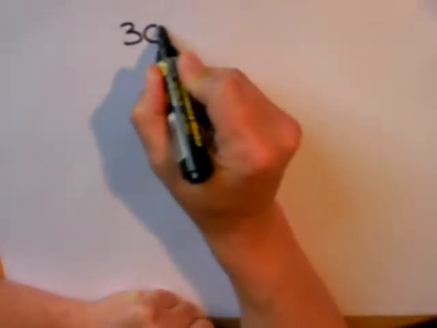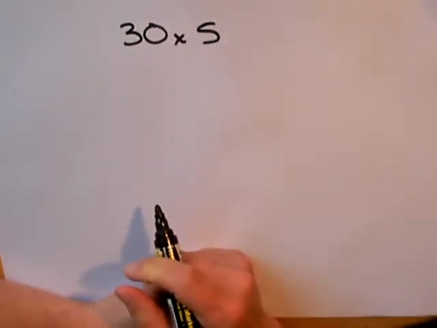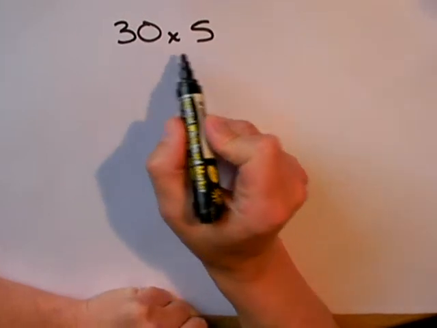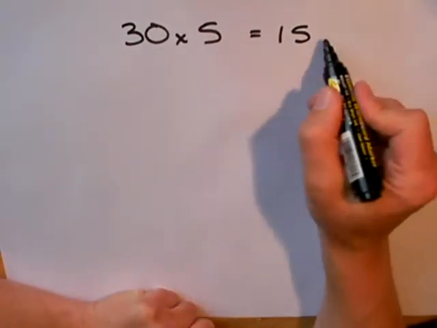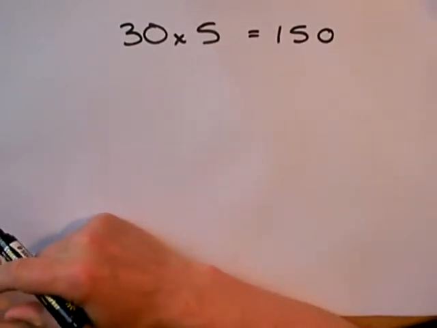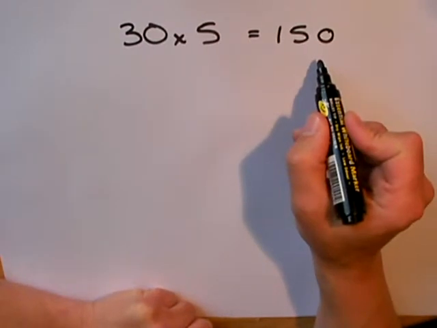Using table facts to work out associated facts. The most common of these questions are questions such as 30 multiplied by 5. In this case, 3 times 5 is 15, but because we have an extra 0 here, we'll put an extra 0 in the answer. So 30 times 5 is 150.